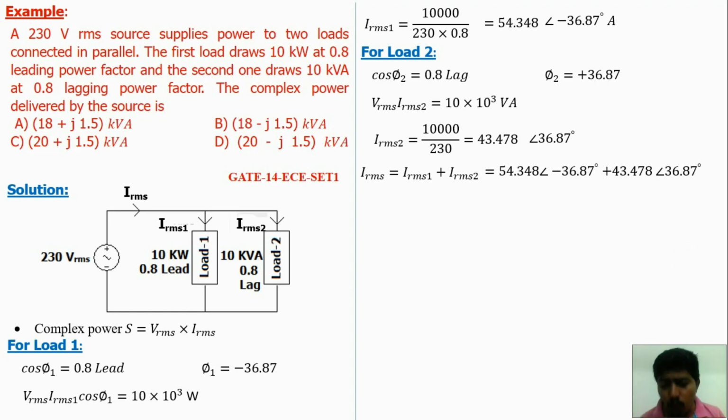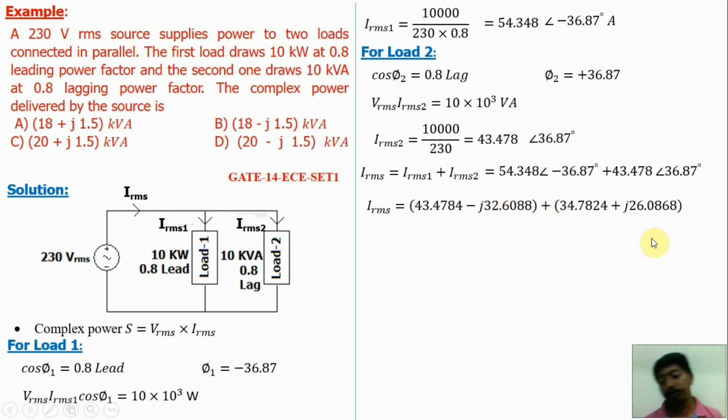If you don't know the conversion of polar into rectangular and rectangular into polar, just refer to the part 1 video. That video link is attached in the description of the video. If you refer to it, you can easily learn the conversion of polar to rectangular and rectangular to polar. Okay, now we will get the Irms value. After converting the polar into rectangular, we get these values. Now add them. Irms is equal to 78.2608 minus j 6.5.